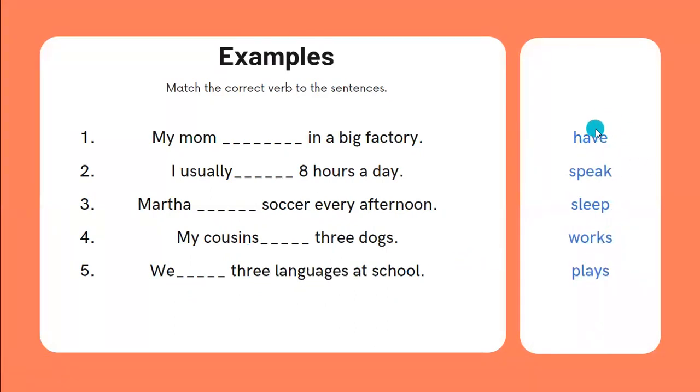Entonces, recapitulando, solamente en los pronombres él, ella y eso, el verbo termina en S y los demás no.